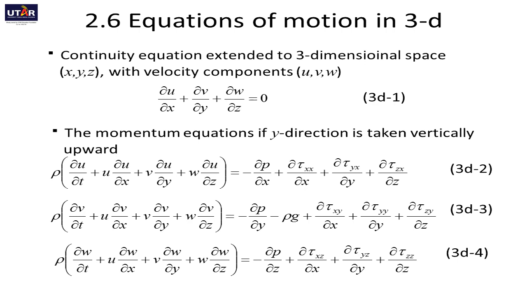directions. If y is taken vertically upwards, the gravitational force rho g, where rho is the density of water and g the gravitational acceleration, is added in the negative y direction in the equation of motion in y direction. The results are equations 3D-1 to 3D-4. These are called Navier-Stokes equations.